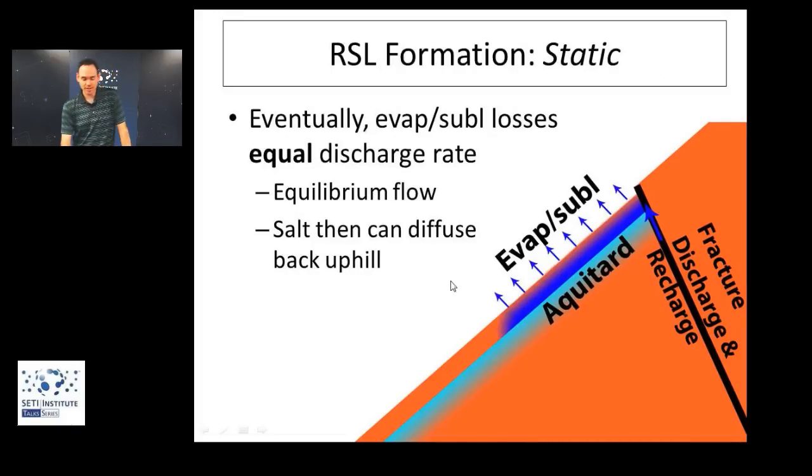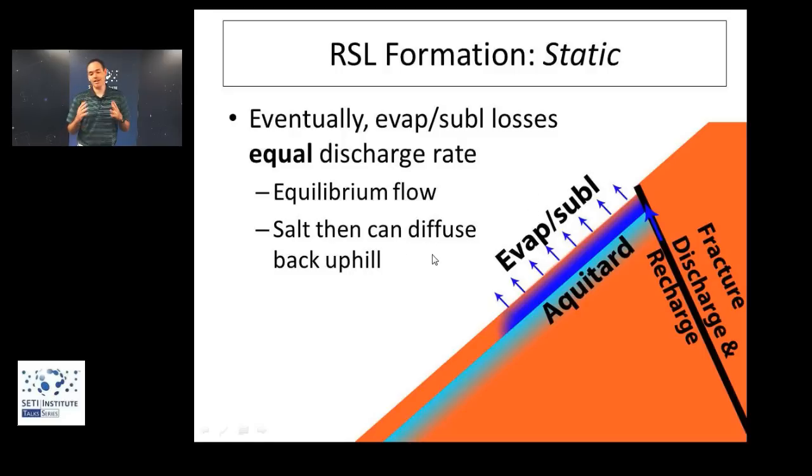And then eventually, when they become static, we have evaporation and sublimation losses equaling the discharge rate. So here we have equilibrium flow. Everything that's coming into the pores here is being replaced: we're losing water via evaporation, and it's being replaced by the recharge, or the discharge.